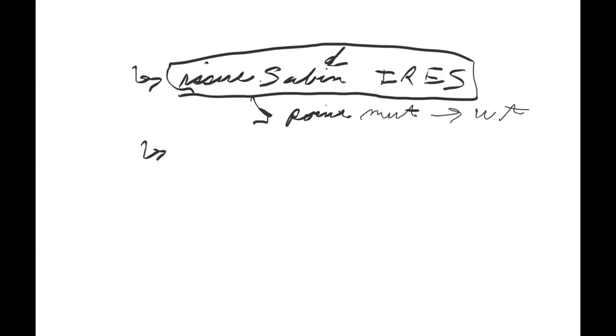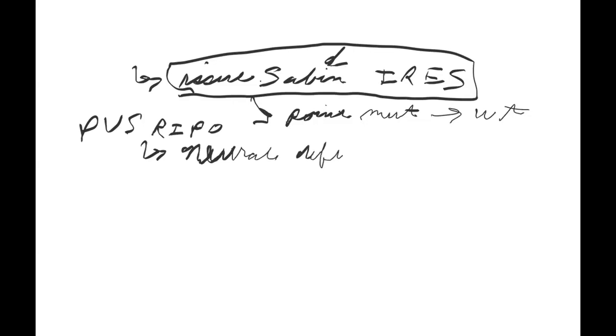So now let's talk about the actual treatment of the glioblastoma at the molecular level. What happens is that the neural defects in recruitment.